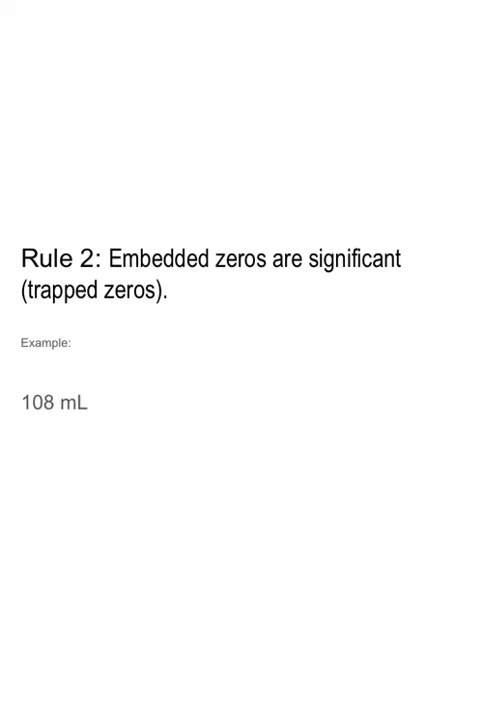For example, here we have 108 milliliters. This measurement has a 1 that is not 0, an 8 that is not 0. According to our first rule, these are both significant because they are not 0. But what we notice is we have this 0 here in between our 1 and our 8. Numbers are trapped, they're embedded, they're sandwiched, and they are significant. So here we have three significant figures.